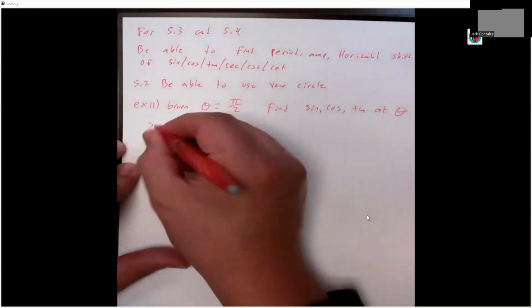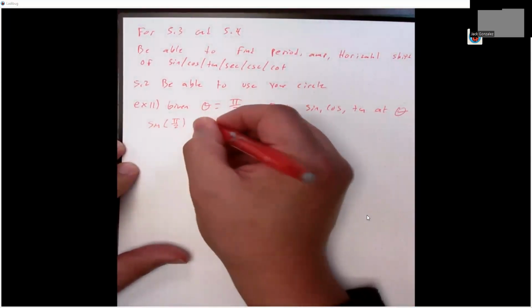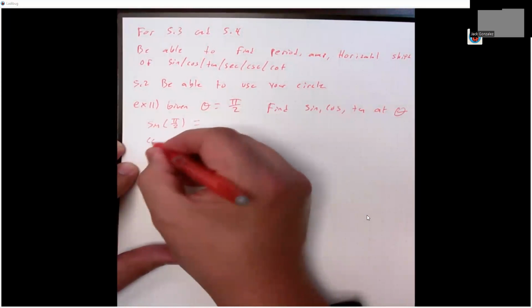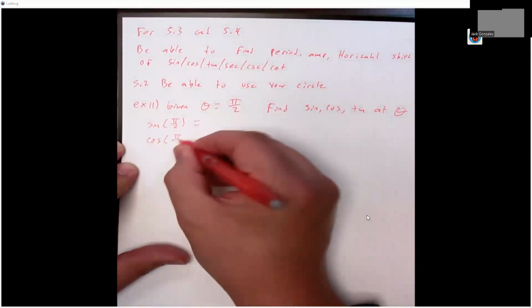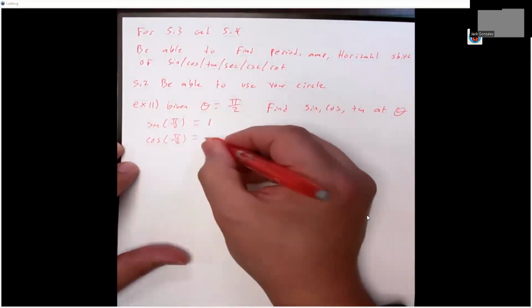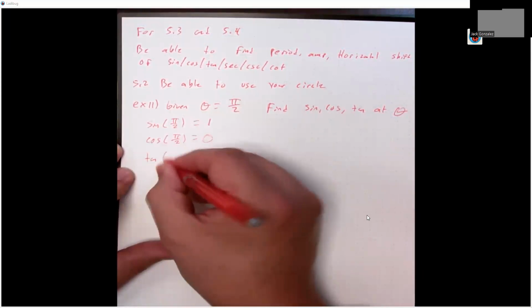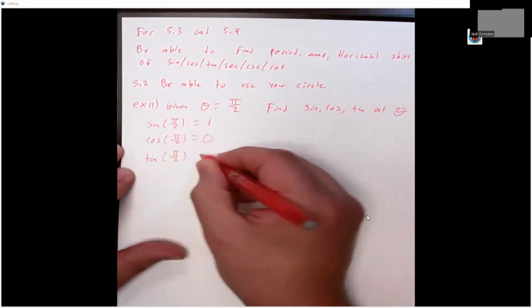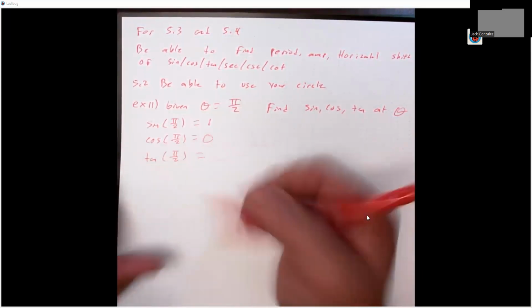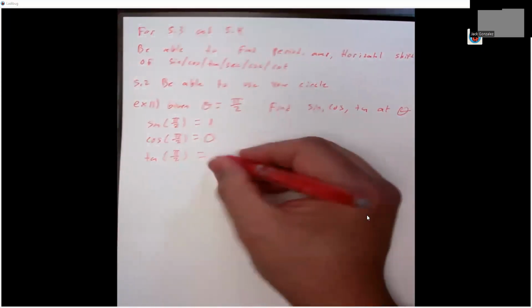So you just have to tell me, for sine, what is the y value at pi over 2? What is the x value for pi over 2? Zero. What is tangent of pi over 2? Yeah, it's going to be undefined, right?